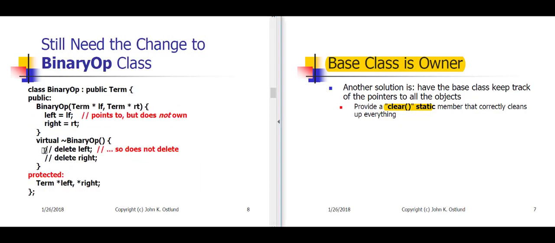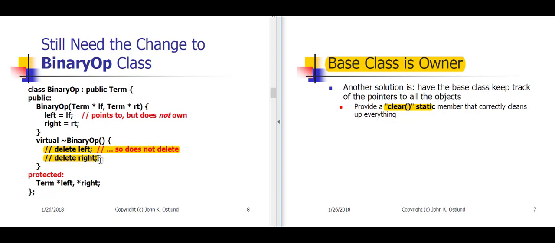If we go with this approach, we're still going to need to make the same change in the binary op class. That is, we're going to need to make the binary op class know about the addresses of the left and right terms, but not be the owner of those pointers, so that the destructor is modified so that it does not do delete of left and right.